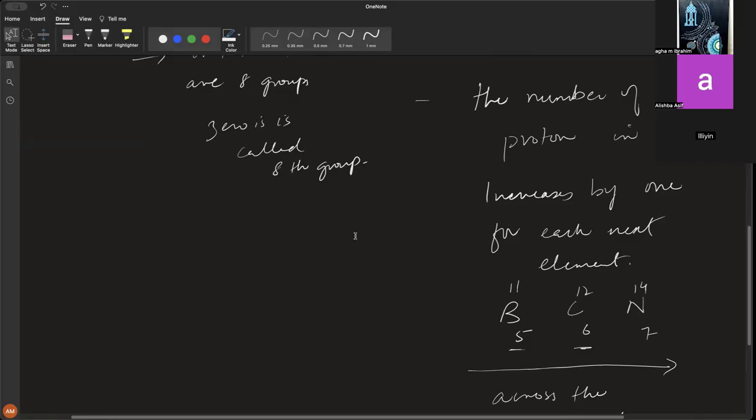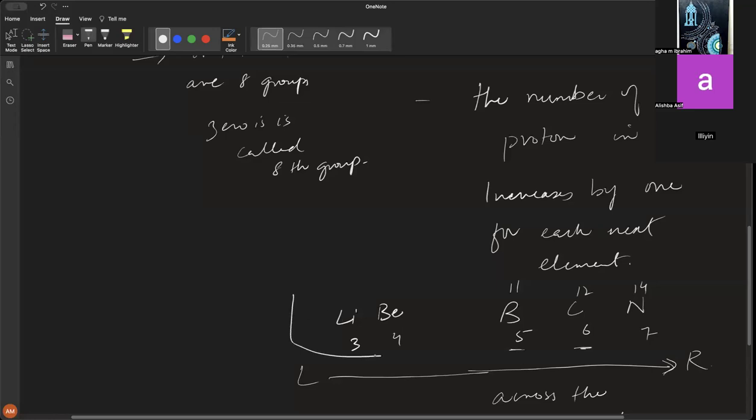Before this, basically there is lithium. Before there is lithium, and then there is beryllium, and then boron, and carbon, nitrogen, and all of that. So the numbers you are going to see, this is 3, this is 4, this is 5, 6, 7. This is how you're going from left to right across the period. This is the left, this is the right. You're going across the period.